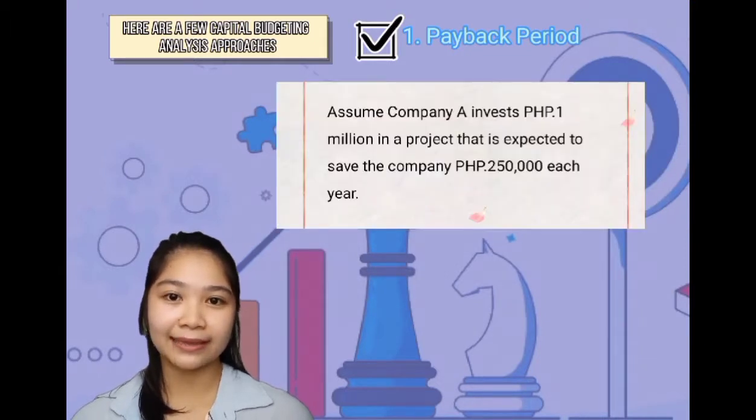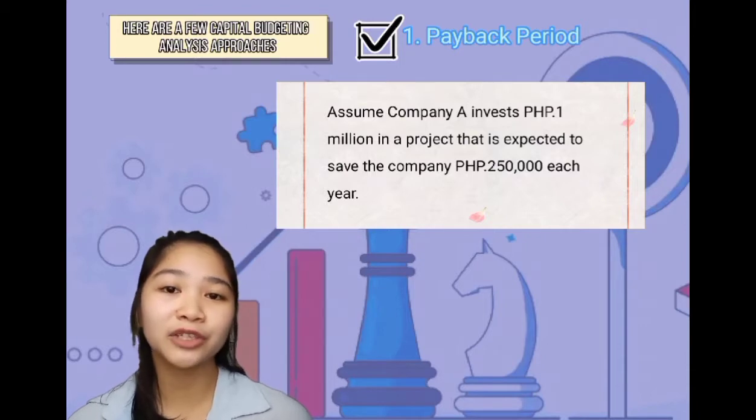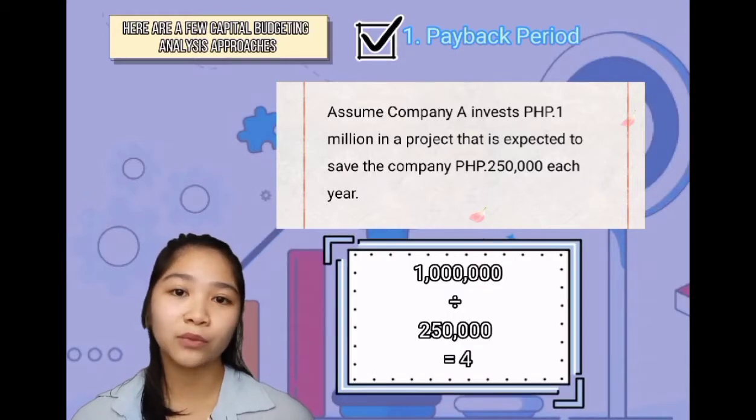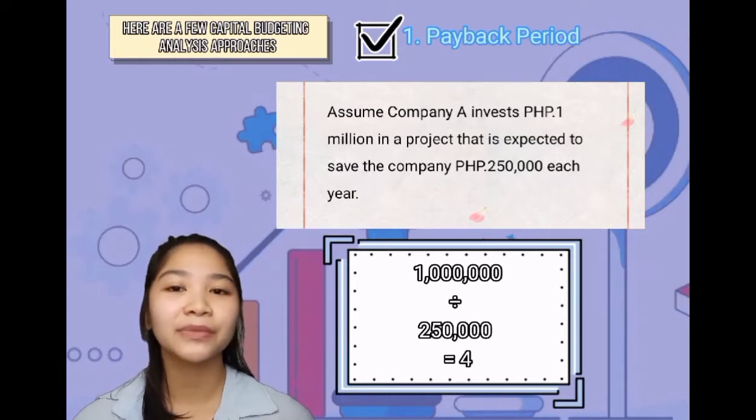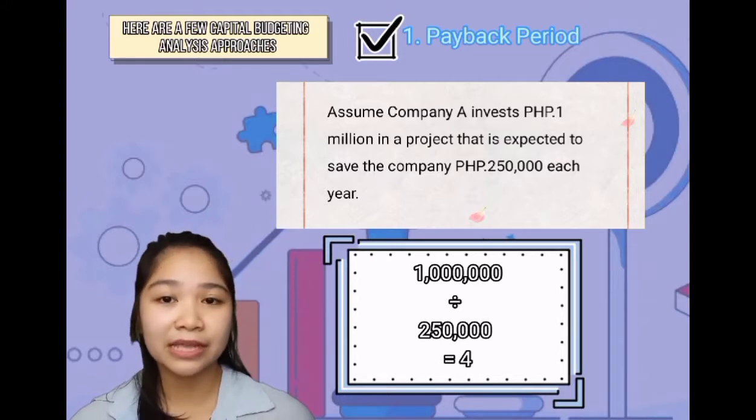Here is a hypothetical example to show you how the payback period works. Assume company A invests 1 million pesos in a project that is expected to save the company 250,000 pesos each year. If we divide 1 million pesos by 250,000 pesos, we arrive at a payback period of 4 years for this investment.